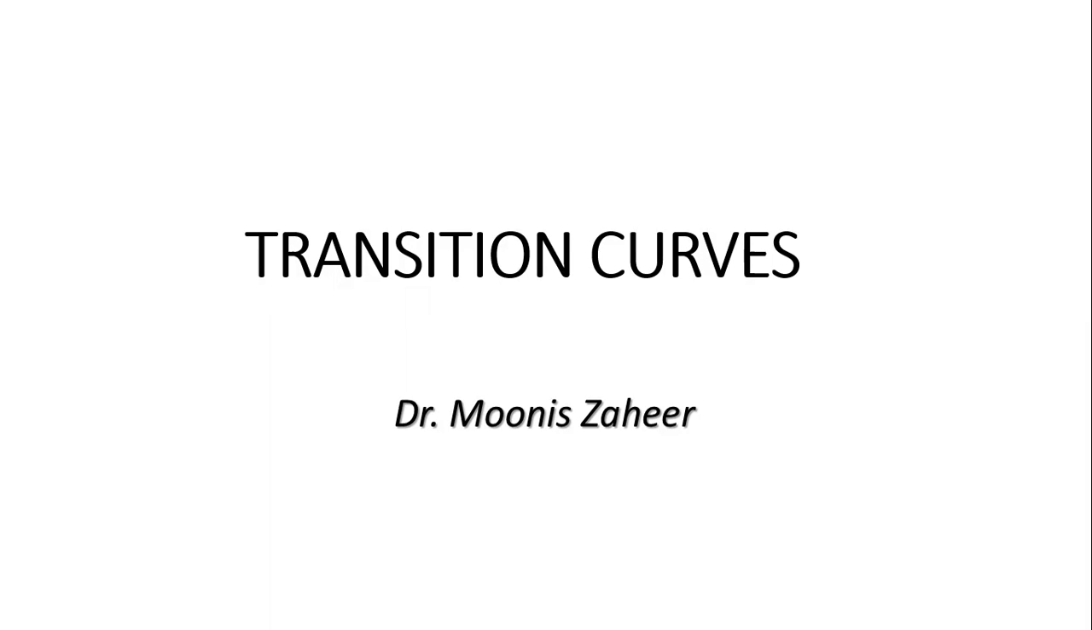Good evening, everyone. Today we'll discuss transition curves. Last time we discussed circular curves. The basic difference between a circular curve and a transition curve is that in a circular curve, we have a constant radius, but in a transition curve, the radius is not constant. It is continuously changing.